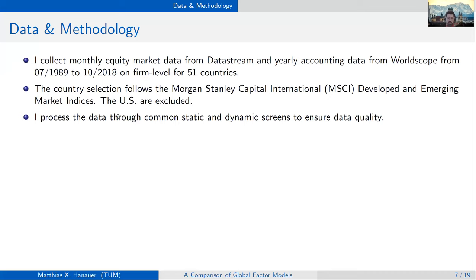I also apply a lot of static and dynamic screens to ensure data quality. So for instance, this means that I only include common stocks. If you download the data, preferred shares or ADRs are also in the sample, so I want to remove them. Also, one feature of Datastream is that if a company is delisted, then the price and market cap stay stable. So I delete these stable returns from the end of the sample to the first non-zero return, and so on.